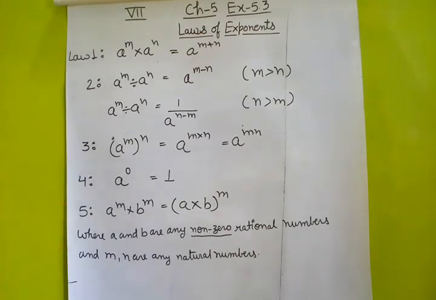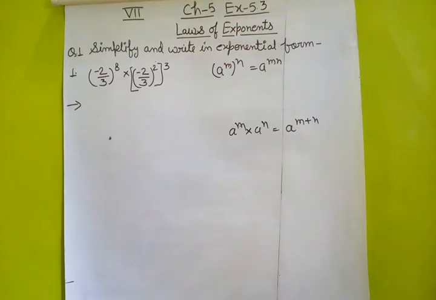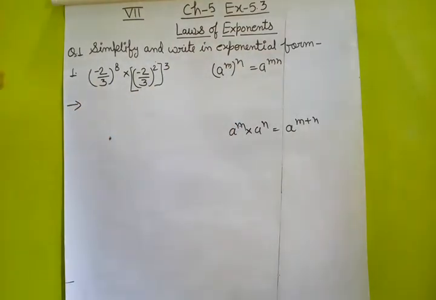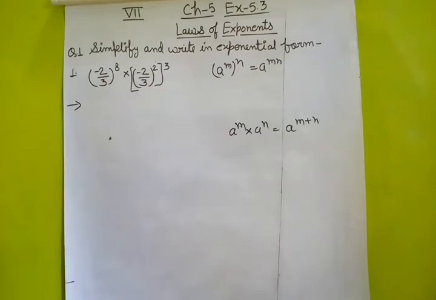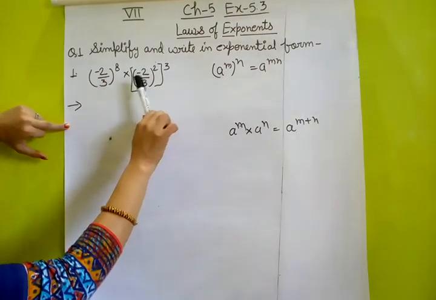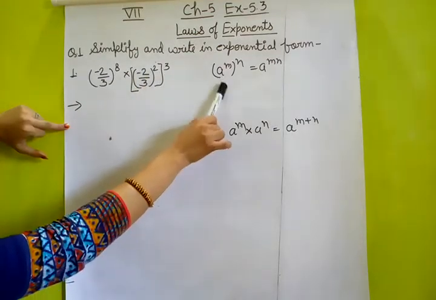Now students, question number 1 of exercise 5.3. Students, question number 1 is: simplify and write in exponential form. (-2/3)^8 multiplied by ((-2/3)^2) whole power 3. First of all, student, I will solve this bracket. Here what is given? (-2/3)^2 and whole power 3. So this is given in this form.